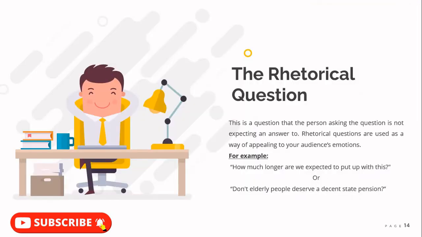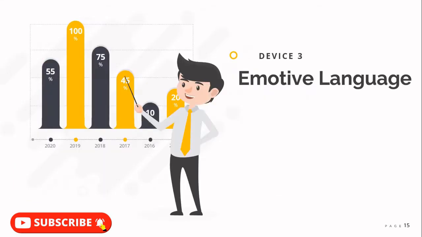The next device is the rhetorical question. This is a question that the person asking is not expecting an answer to. Rhetorical questions are used as a way of appealing to your audience's emotion. For instance, how much longer are we expected to put up with this? Or you can say, don't elderly people deserve a decent state pension? This is how you can use rhetorical questions as a good device.